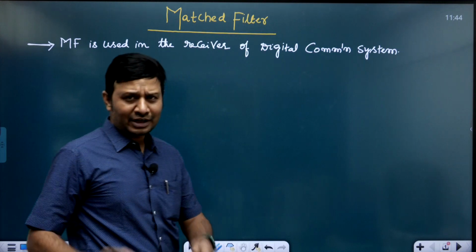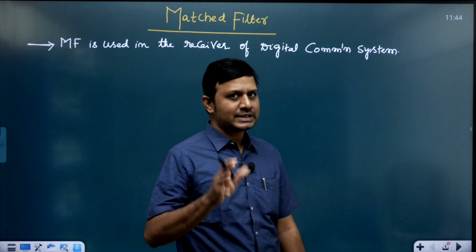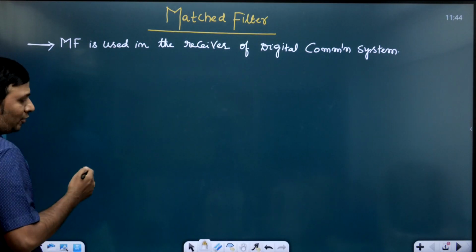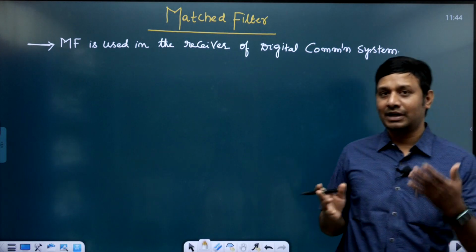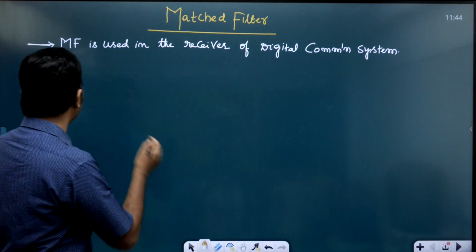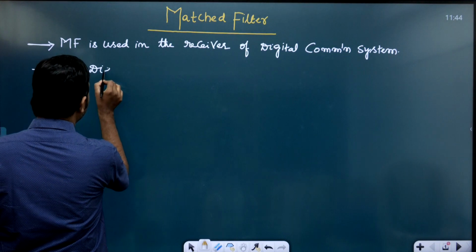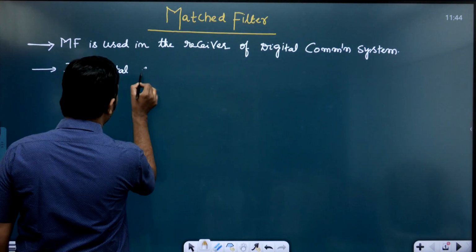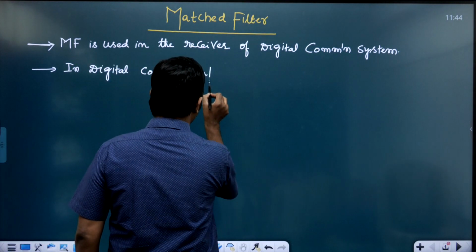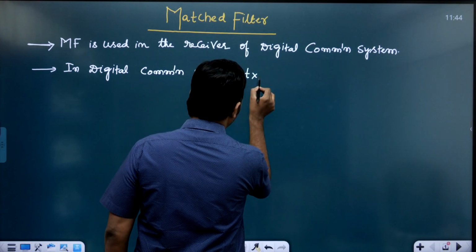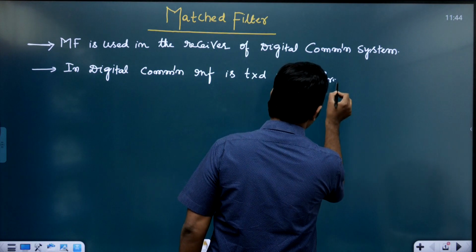Why is it used? Let us observe. Now, for knowing the purpose of matched filter, we'll start like this. See, we know that in digital communication, information is transmitted in the form of ones and zeros, right? So, let me write that point. In digital communication, how is information transmitted? Information is transmitted in the form of ones and zeros.